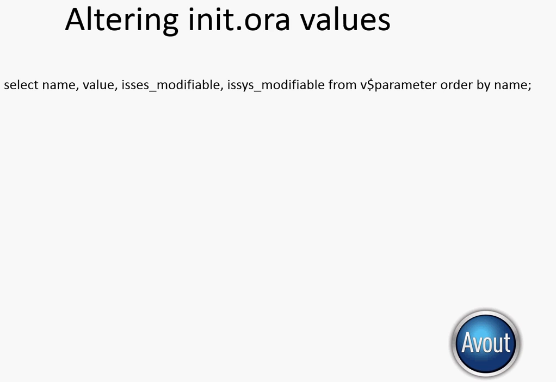If we run this statement, where we select the name and the value from v$parameter, but we look at these two additional columns, one is called is ses modifiable and the other is sys modifiable. Is ses modifiable stands for is this particular value session modifiable, which means I can modify a particular value just from my session. Is system modifiable means that I can modify this particular parameter at the system level so that it affects everybody who's connected to the database.